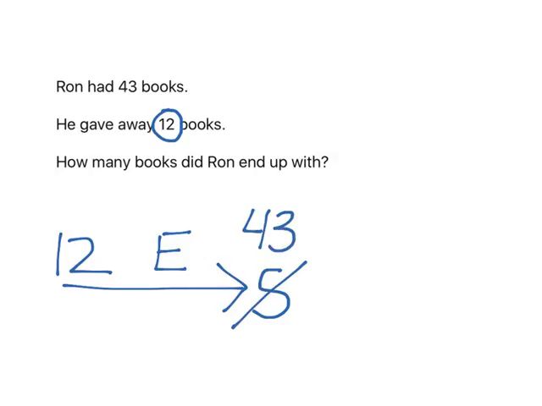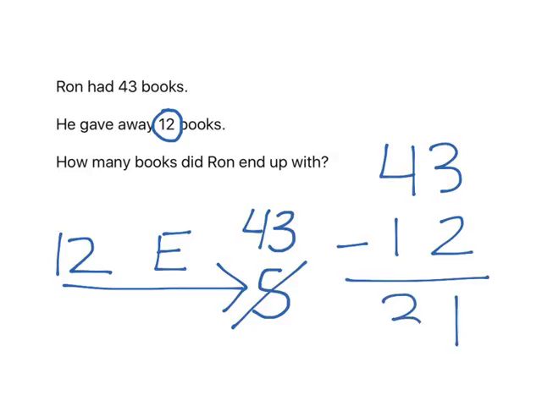Now that I know two values, I can solve for E. Since I'm missing a small number, I need to subtract 43 minus 12. E equals 31, so Ron ended up with 31 books.